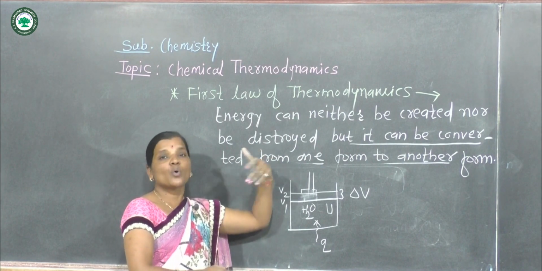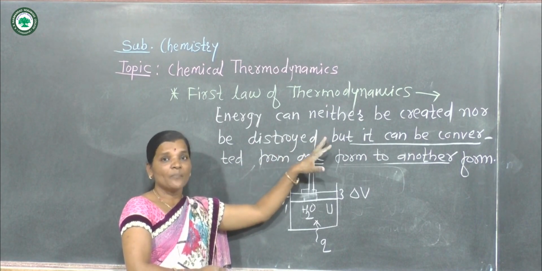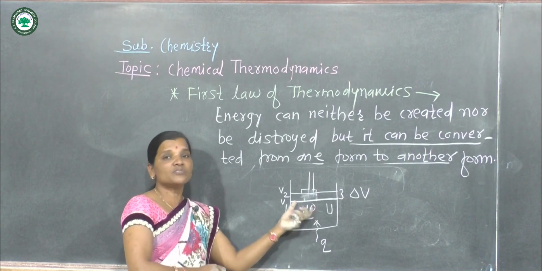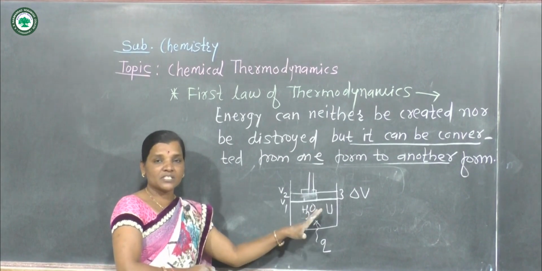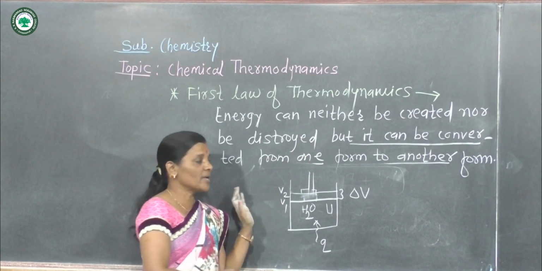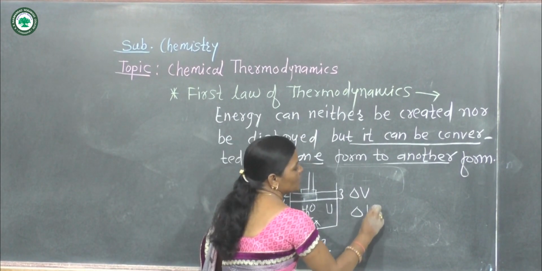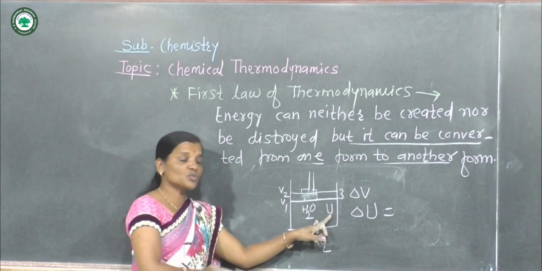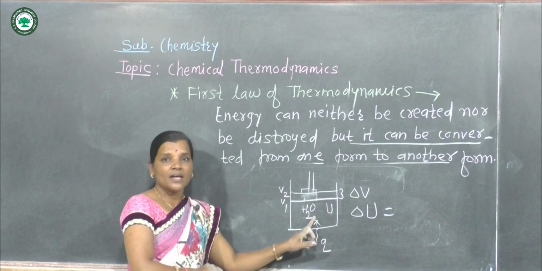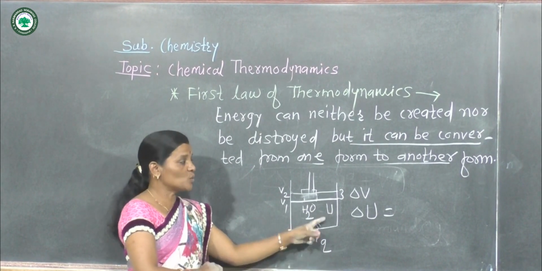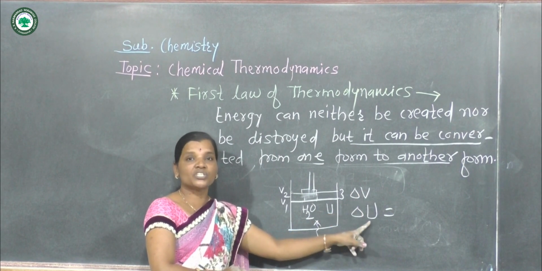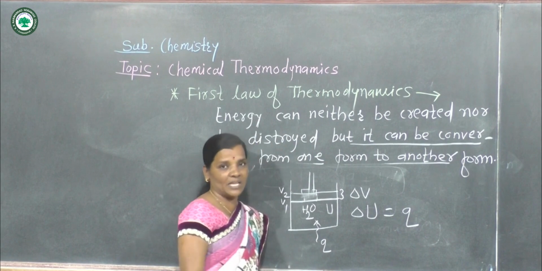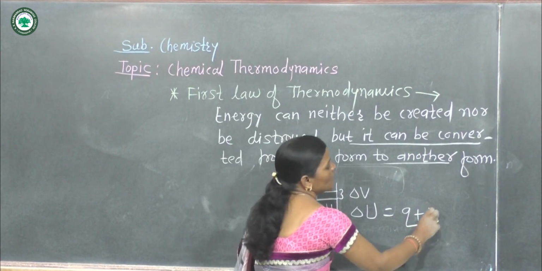Whatever vapors go outside to the surrounding, that is due to the system. So we can say that the system performs work on the surrounding. That is the change in internal energy, delta U, because here water has its own energy. When heat is given, internal energy is changed, and due to that volume change is observed. So the change in internal energy is due to the heat supplied to the system plus the work performed.